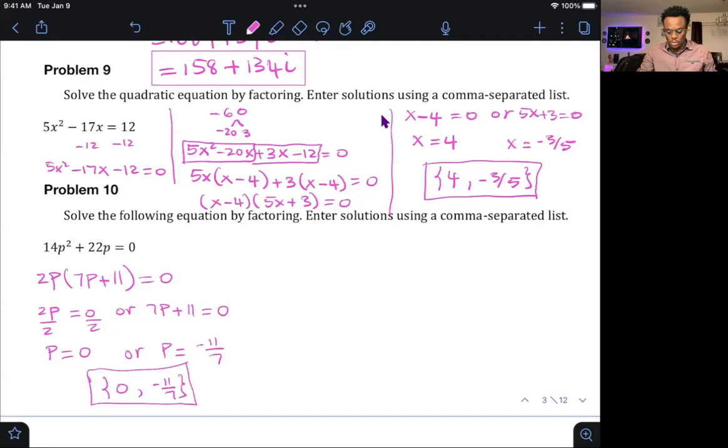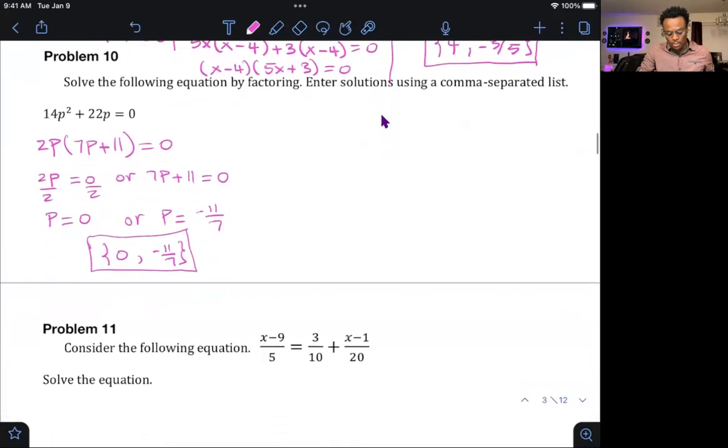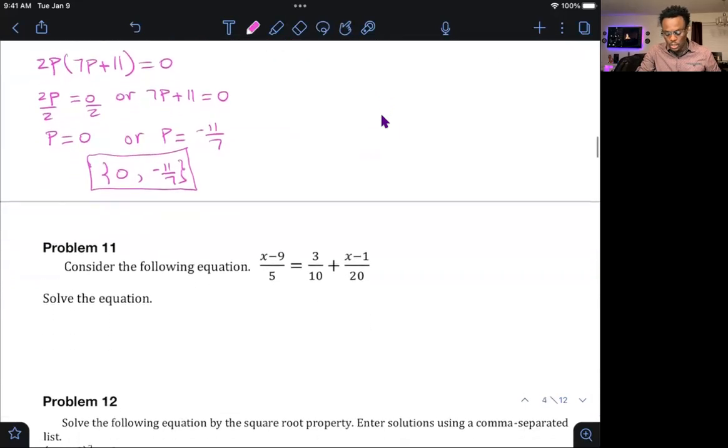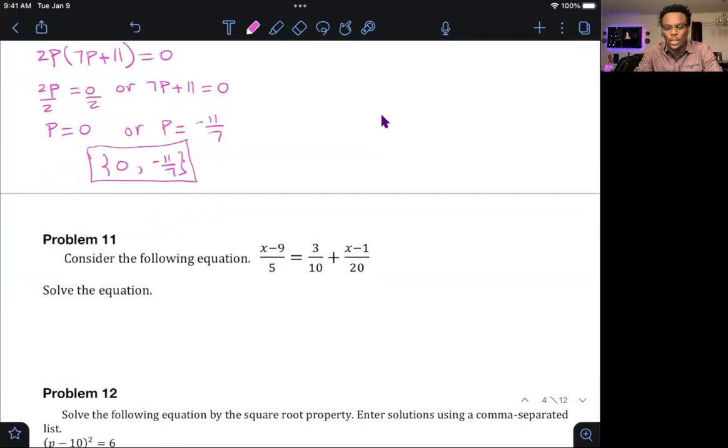Okay, so we're gonna look at the next problem, which is number 11, which is a rational equation. For a rational equation, you are always required to find the LCD, the least common denominator. In this case, your least common denominator is, pause the video and try to find it, 20. So we would multiply everything by 20.